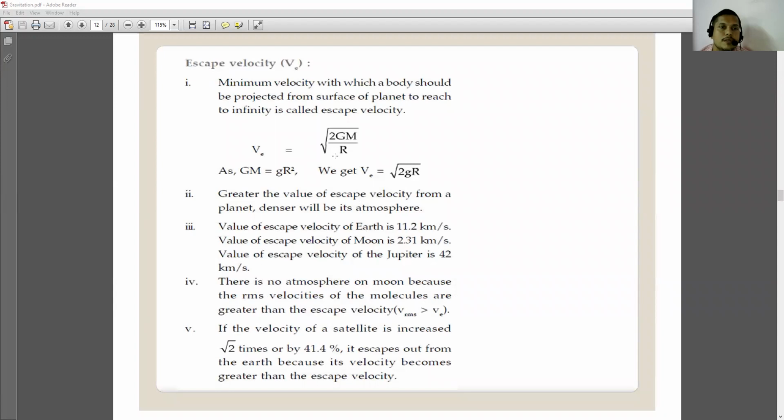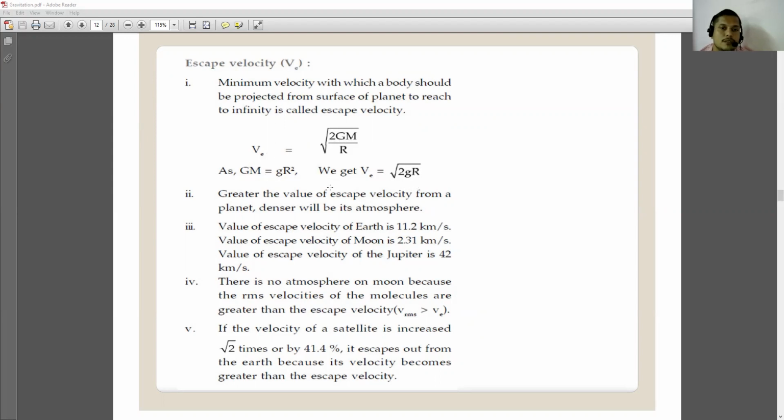Next point is escape velocity. So what it means, the minimum velocity with which a body should be projected from the surface of a planet to reach infinity is called escape velocity. It is given by v is equal to under root twice GM upon R, as GM is nothing but g into R square. We get v is equal to simply under root 2gR.